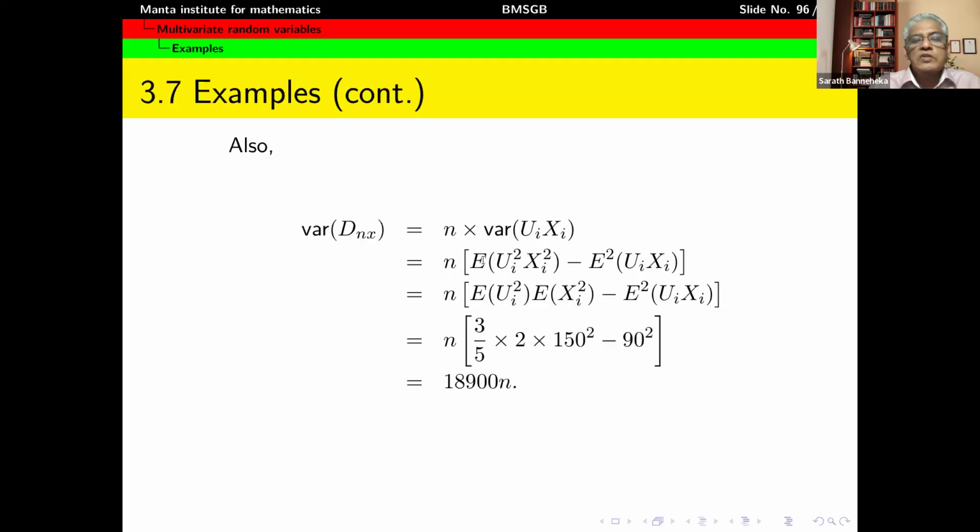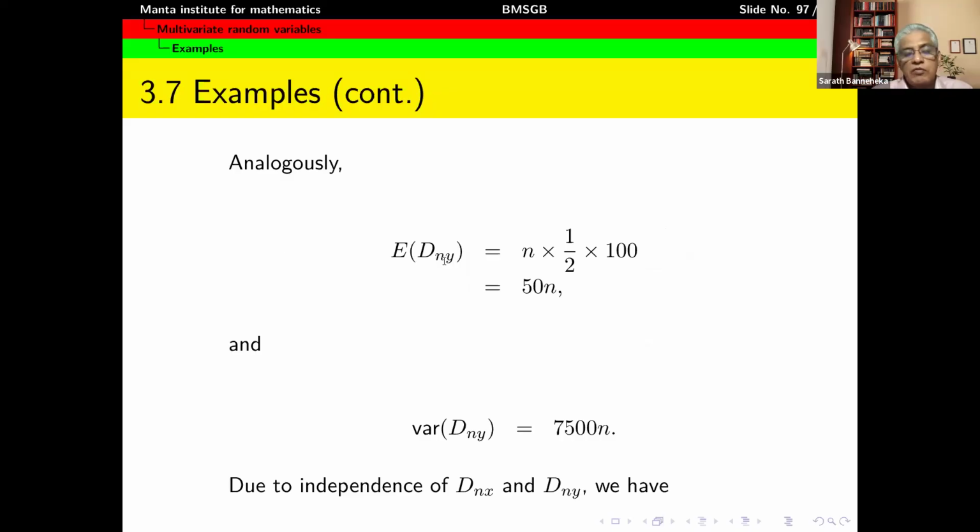Therefore, you can write this as the expected value of ui square times the expected value of xi square. And this one will be the expected value of ui times the expected value of xi, then the whole thing squared. So you can substitute the quantities that we have already found, and finally you get the variance equal to this expression. So we know the expected value and the variance of dnx, and similarly we can find the expected value and variance of dny exactly the same way. So now what we need is dnx plus dny, right?